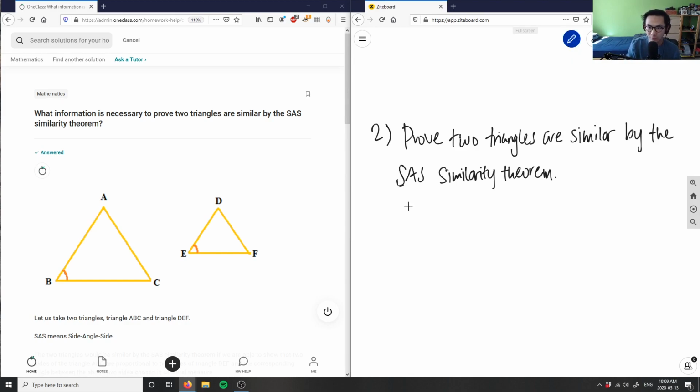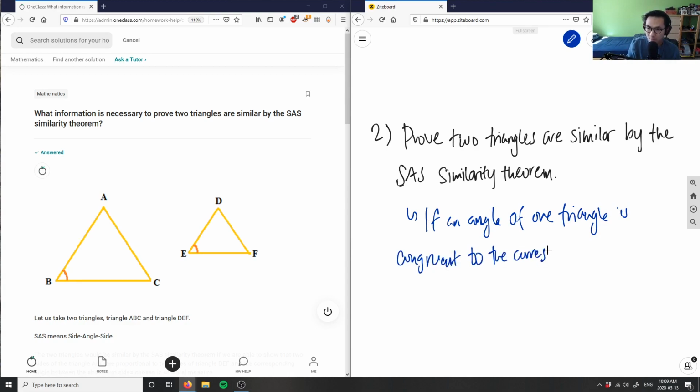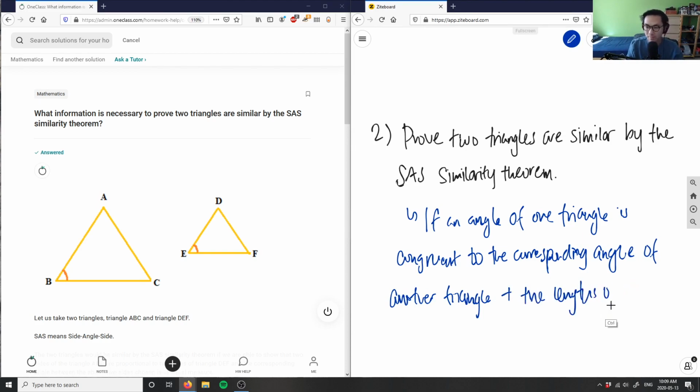Let me write down the formal definition of this theorem here. It says if an angle of one triangle is congruent, so the same, to the corresponding angle of another triangle, and the lengths of the sides that include these angles are proportional, then the triangles are similar.